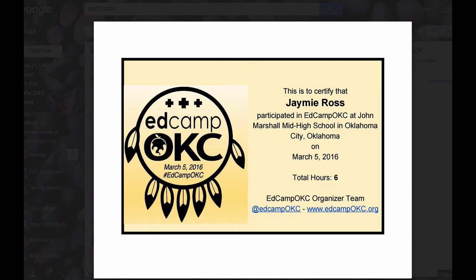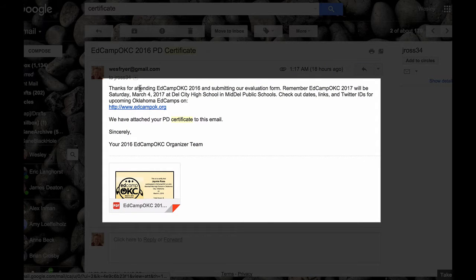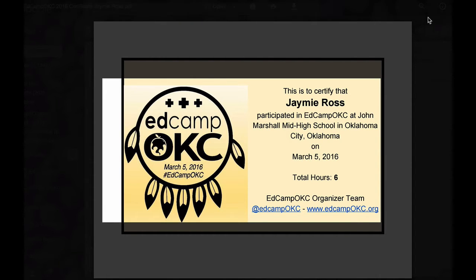So what you're seeing on the screen right now is an example of one of the emailed PDF certificates that was sent to one of our participants, Jamie Ross. This is the email message that was sent. It was a template email, but when you click here on the attachment, you notice that it actually says the person's name and it has their hours filled in. So this is like a mail merge, except it's with email and it's sending a PDF document, which is kind of cool.